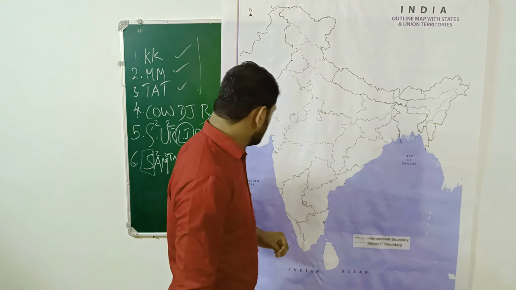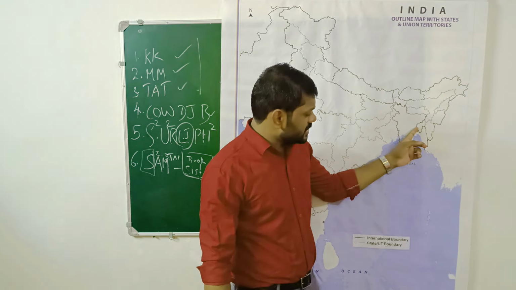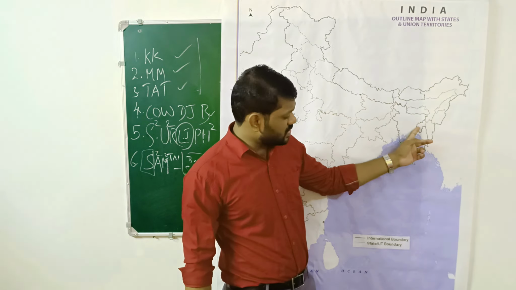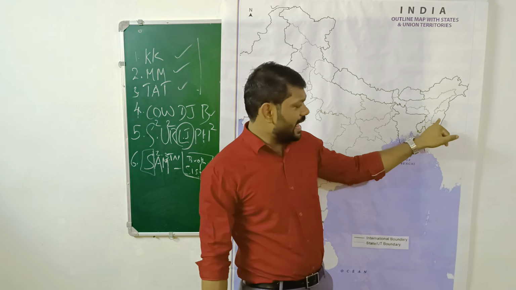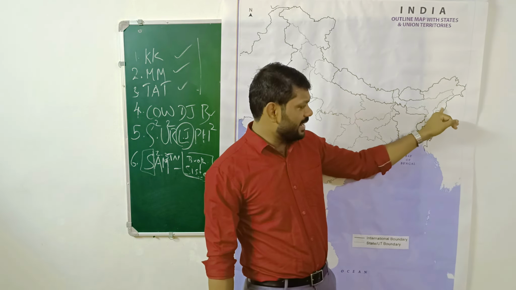Now, two more places you need to mark, T as well as N. T stands for Tripura. Tripura lies near to Mizoram. So this is Tripura. Nagaland comes above Manipur. So this is where Nagaland lies.